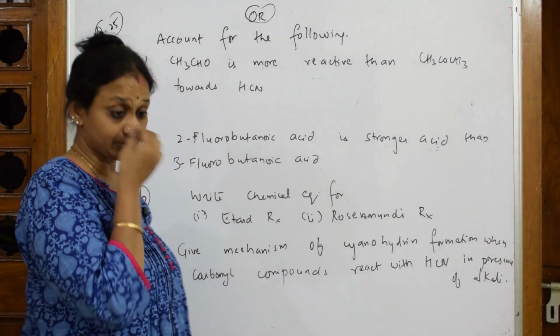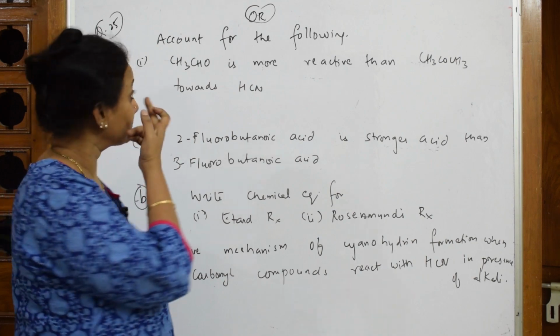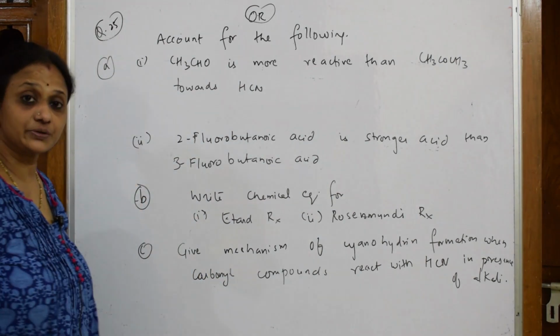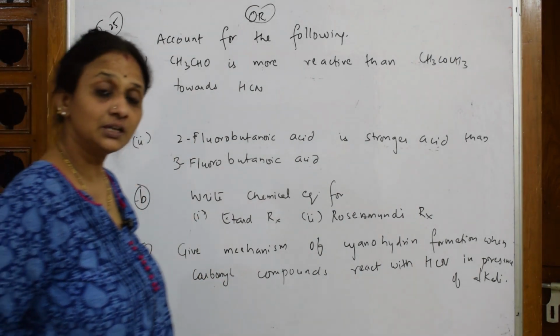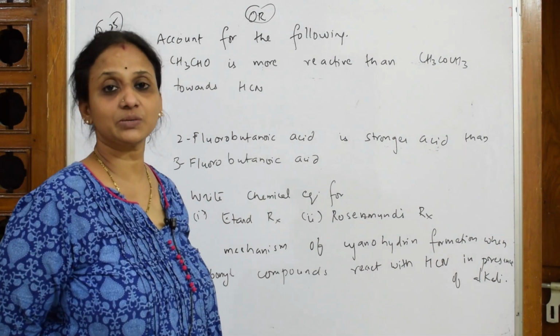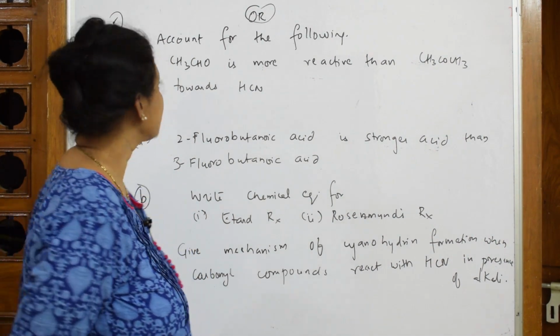Right, let us see this question. This says account for the following. Done. So the 25th question, this is a choice question again. Now they've discussed the complete aldehyde chapter here, under 5 questions. Let's see this. What do they give?